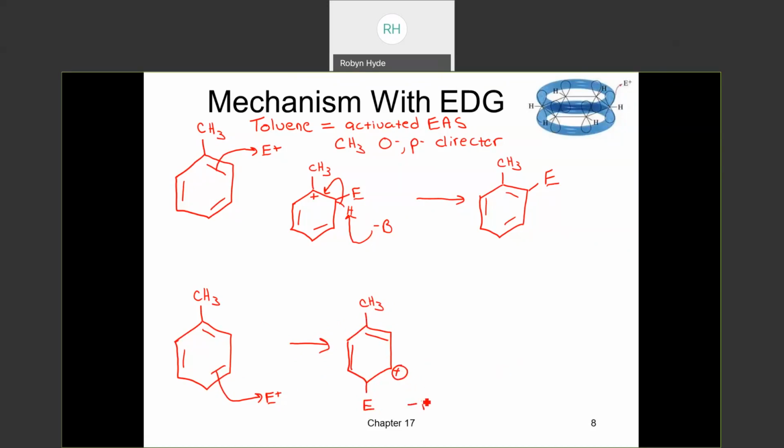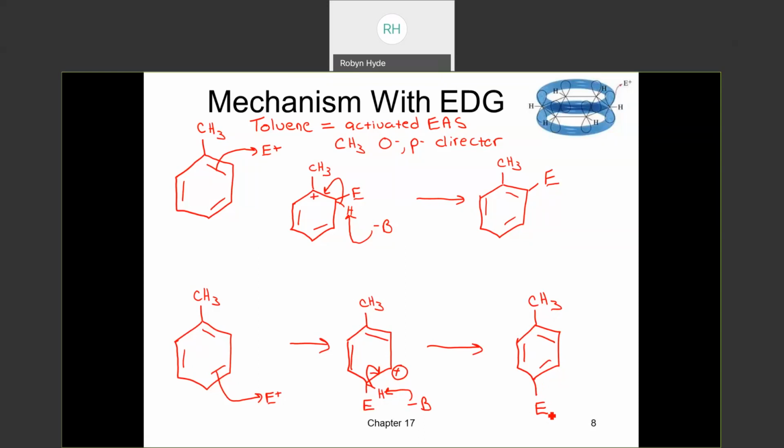And then in a final step, I have some base that is in solution. It abstracts the proton. Electrons move in to form the pi bond. And so here is the look of my final product. I have my CH3 and then my new electrophile in the para position. Okay, so that is the mechanism if I have a donating group that is bonded to my benzene ring.